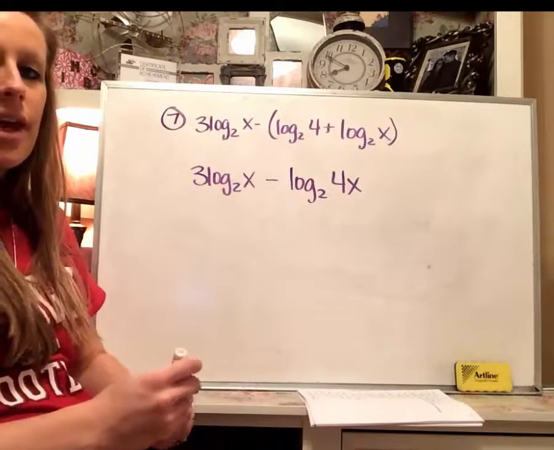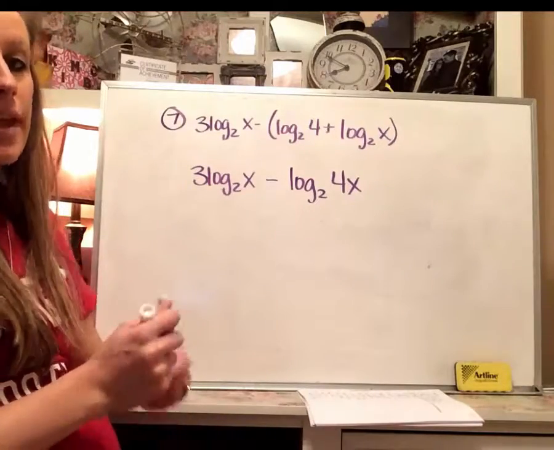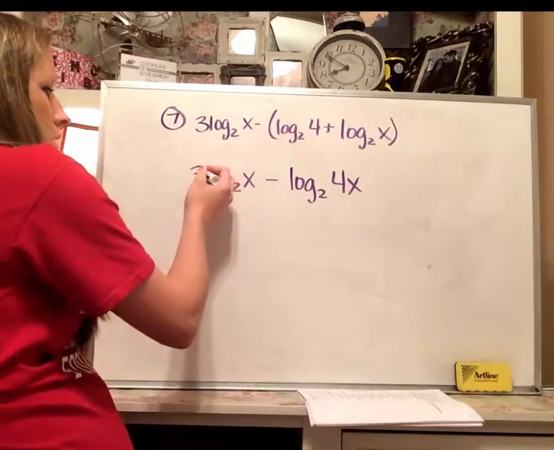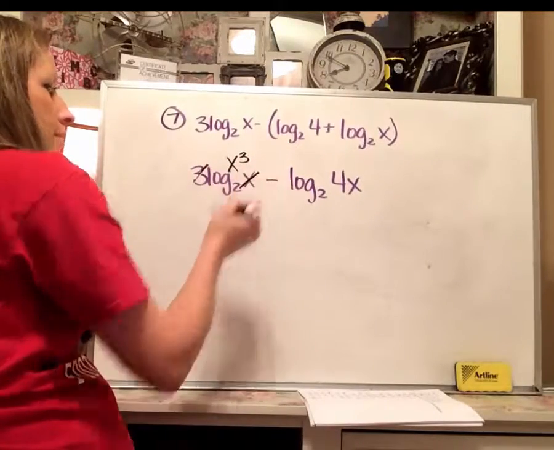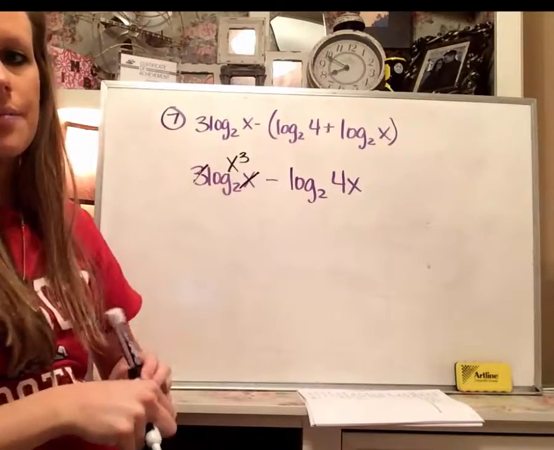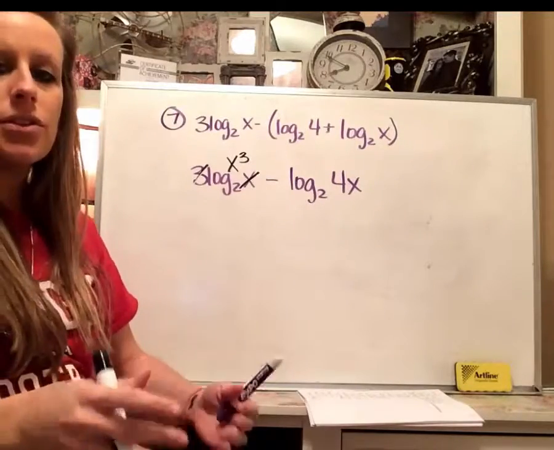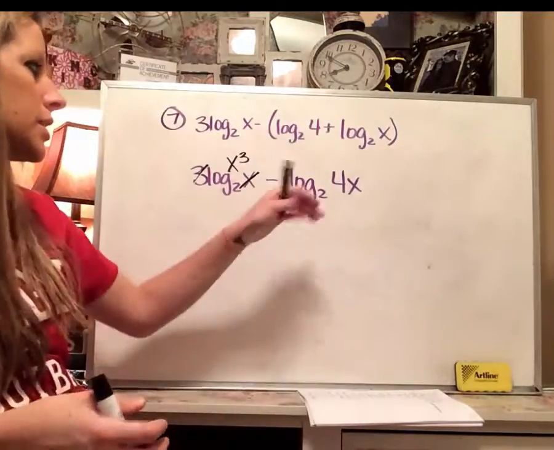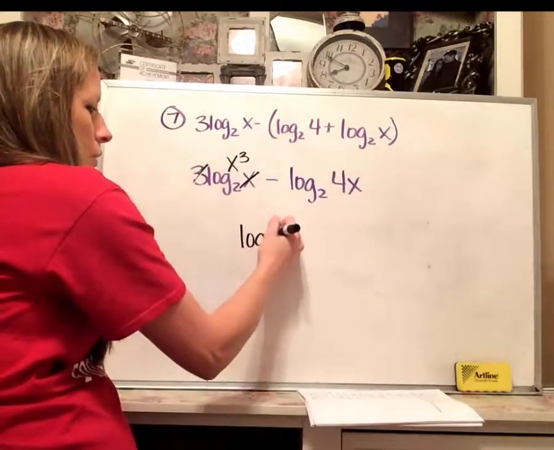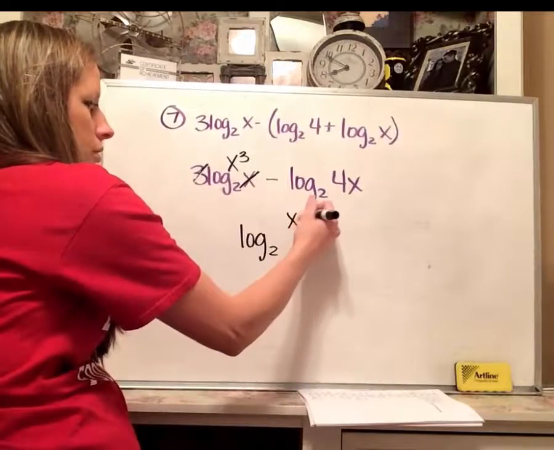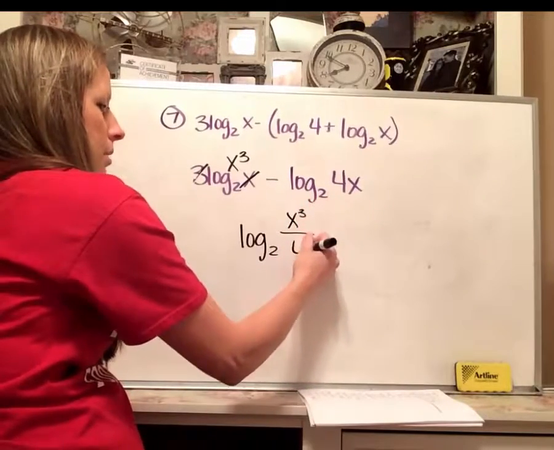Alright, and I like to go ahead and change that number in front to an exponent. So this 3 will move to an exponent and it will be x cubed here. Last thing we can do to condense it, we're subtracting. So if we want to simplify this, we're going to divide those two. So it'll be x cubed divided by 4x.